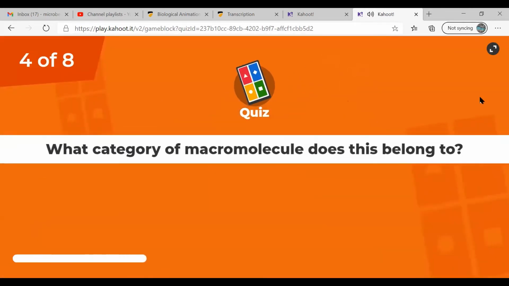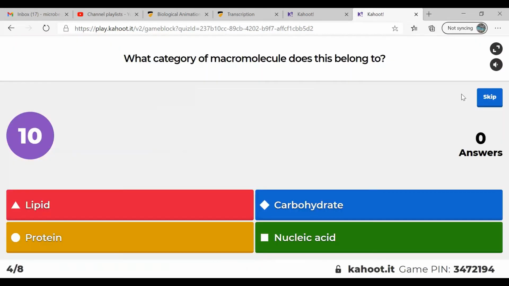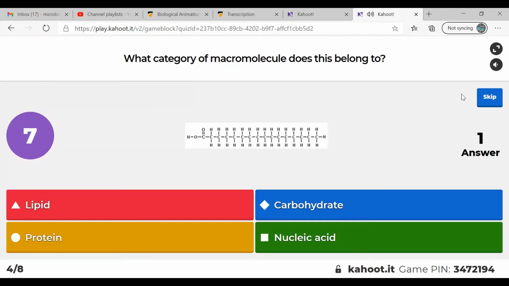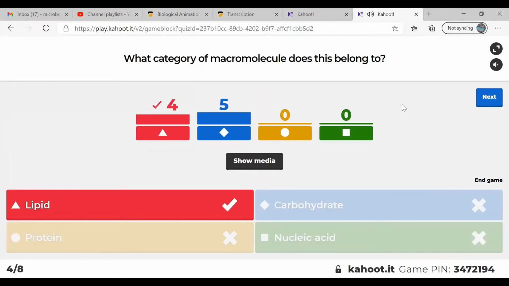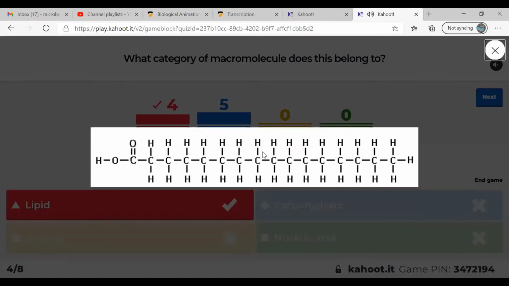Okay, question 4. Here's another one. Long, skinny one with lots of carbon and lots of hydrogen. Maybe that's a hint. There we go. A few more people getting this one. This is a lipid. Lots of mostly hydrogen and carbon.